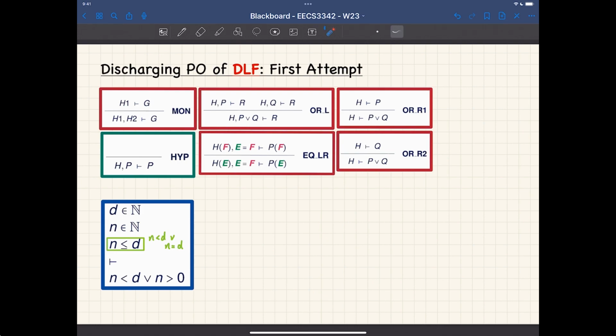Okay, let's now try. First of all, let's do some basic arithmetic. So I'm going to say arithmetic, ARI. Usually, if you do some very basic rewriting like this, you can say arithmetic. And then we're going to say this. So the natural number and natural number the same, and also N less than D or N equals D. The goal doesn't change. You only do one change at a time by applying a single inference rule. N less than D or N larger than 0.